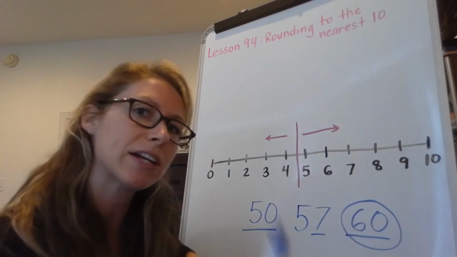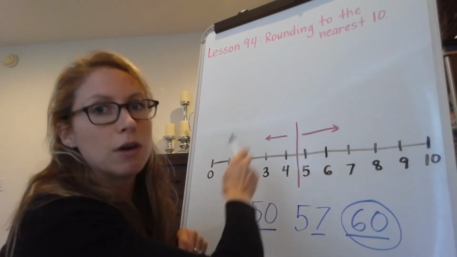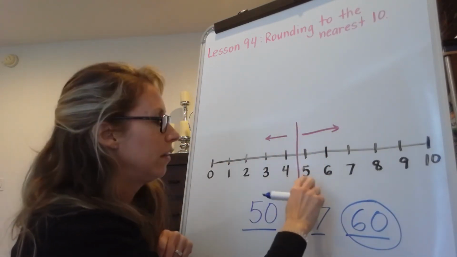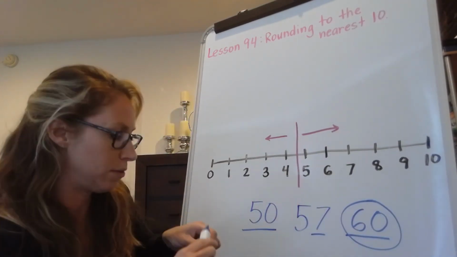If you ever get stuck, you can draw a little number line from 0 to 10 on your page, drawing a number between the 4 and the 5. Anything that ends in a 5 rounds up, ends in a 4 rounds back.